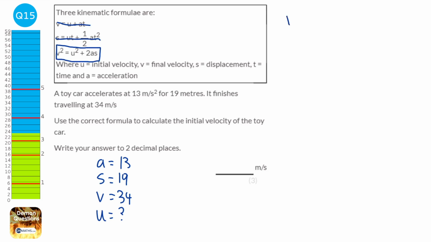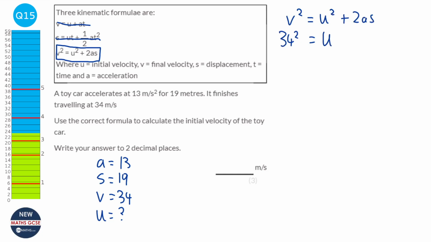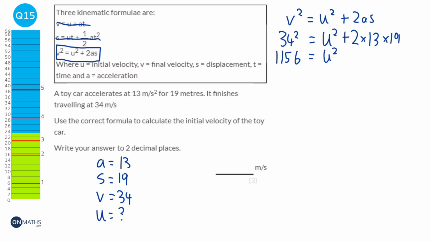So let's write that out. v squared equals u squared plus 2as. So that would be 34 squared equals u squared, because that's the one we're looking for, plus 2 times 13 times 19. Okay, so let's just work these parts out. And so we've got 2 times 13 times 19, which is, what, 494.